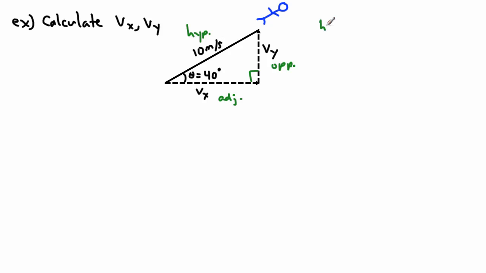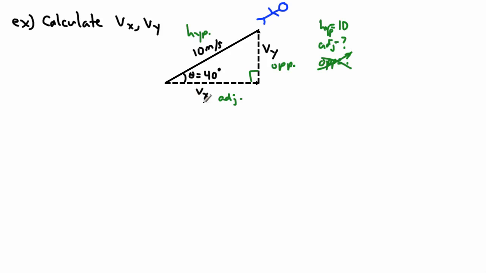I know that the hypotenuse is 10. I don't know the adjacent, and I don't know the opposite value. So if I want to find one of them, I want to try to ignore the other one.